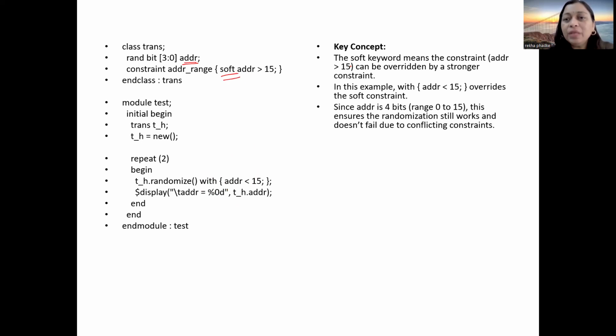You understanding? So the soft keyword means the constraint can be overridden by a stronger constraint. So now this is stronger because it's not soft, right? In this example, address less than 15 overrides the soft constraint. Since ADDR is 4 bits, the range 0 to 15, this ensures the randomization still works and doesn't fail due to conflicting constraints, right? Because we have made it soft, in this way you can avoid conflicts.